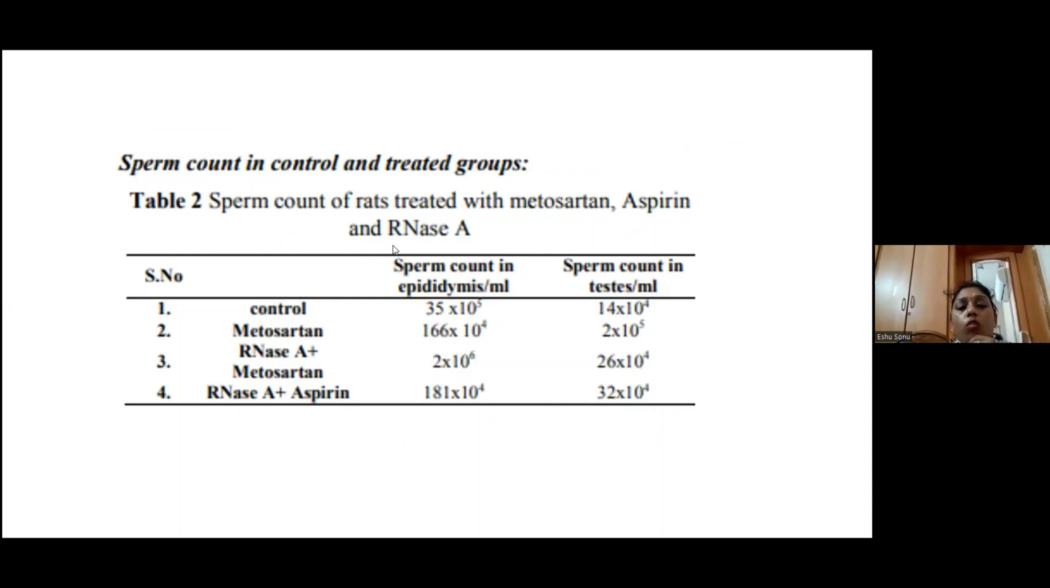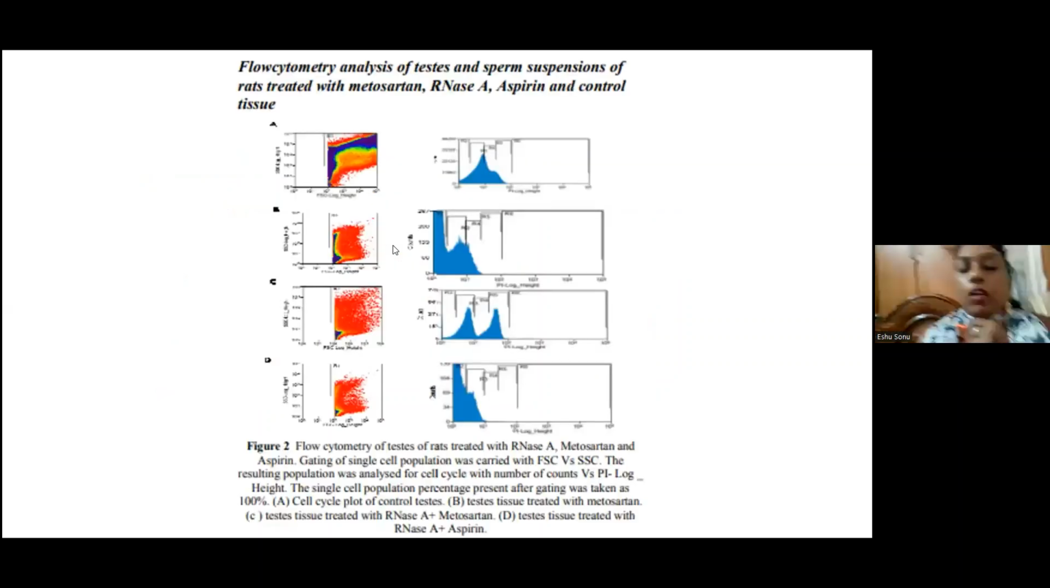When you go for the sperm count in control as well as the treated groups, you can see that compared to control, in the RNase A plus metosartan treated group the sperm count is increased, in both the epididymis as well as the testis. It increases the production and also helps in movement of the sperms into the epididymis for storage. Through this research, we have studied that an RNase A homolog is also present in the epididymis and helps in movement of the sperms from the testis to the epididymis.